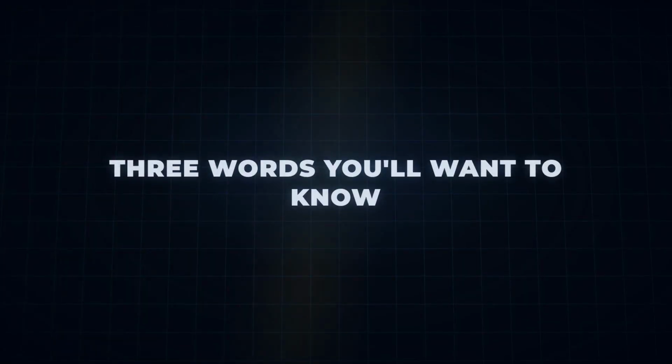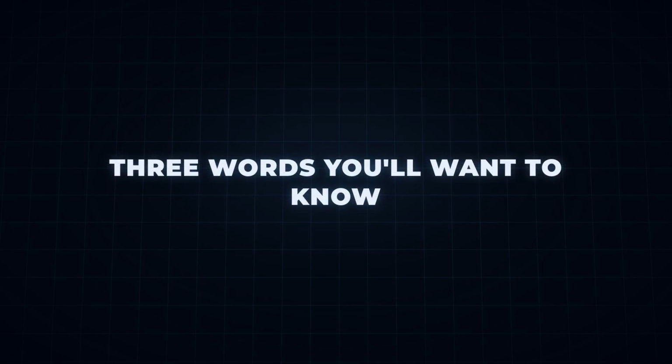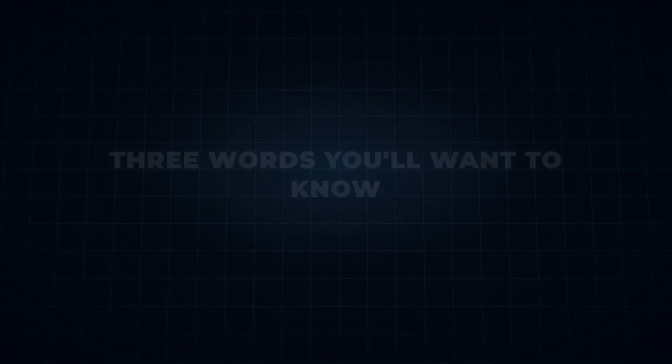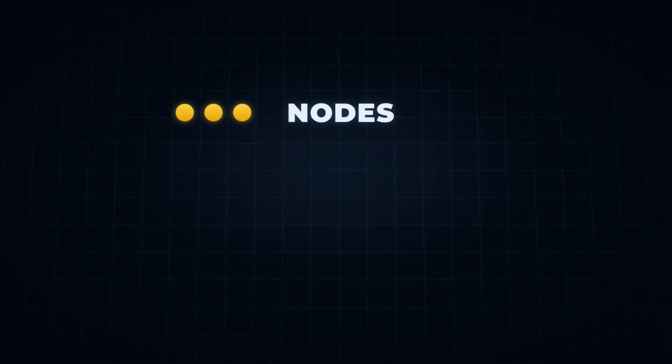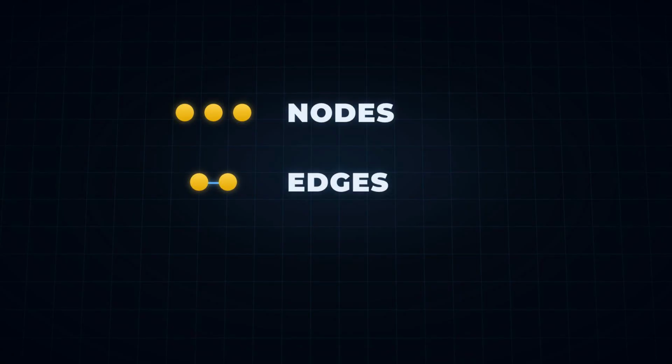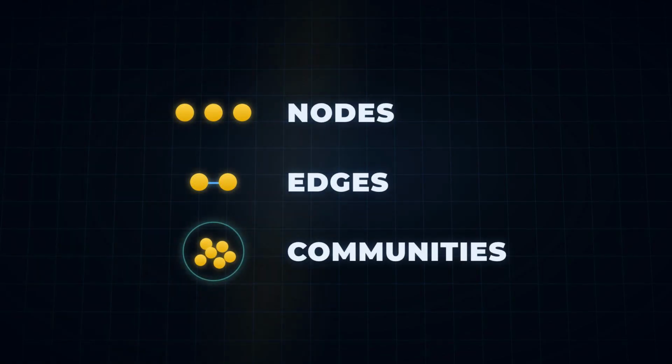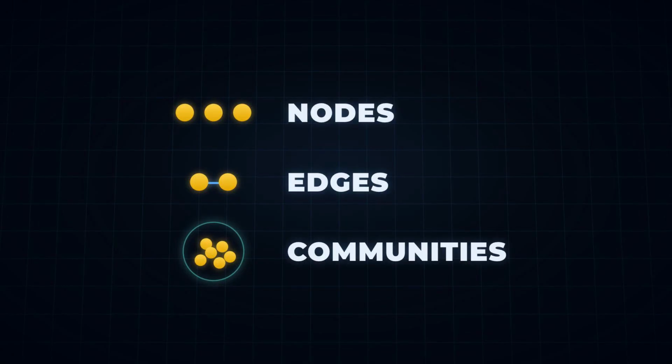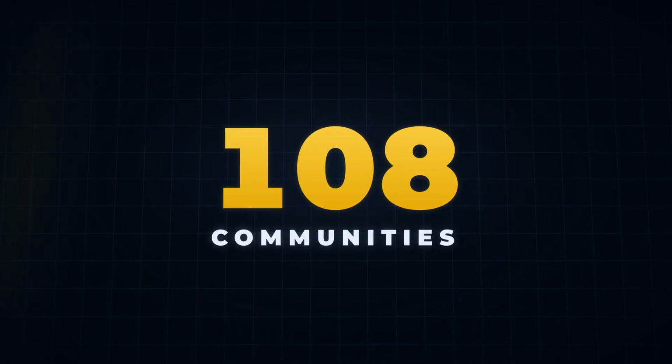Once all 3 passes are done, it assembles the graph itself. And there are 3 words you'll want to know because you'll see them everywhere. Nodes, which are the individual pieces, the little circles. Edges, which are the lines connecting 2 things that are related. And communities, which are clusters of nodes that naturally belong together. When Graphify finished with my app, it had grouped everything into 108 communities.